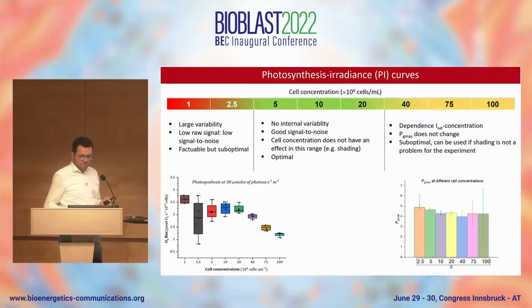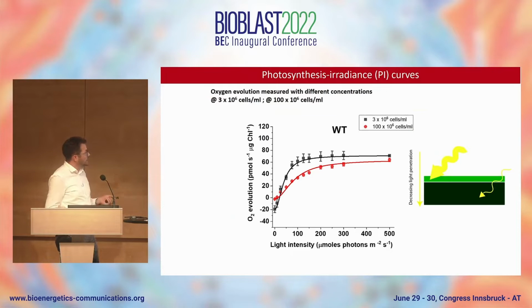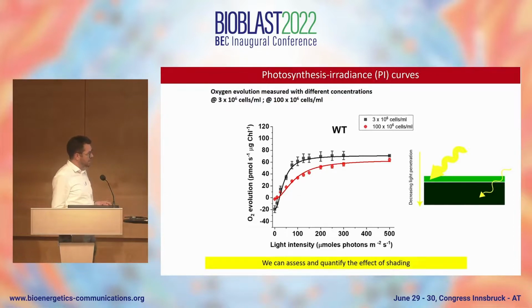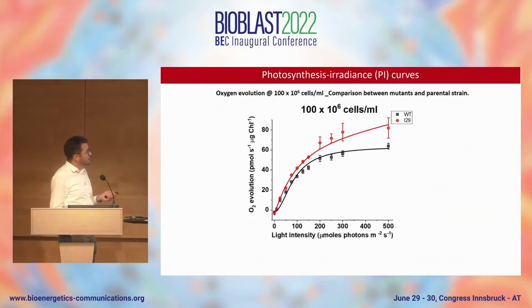And this is because in this condition, the cell concentration was so high that there was shading between the cells. If we compare the two curves directly, we can see here a very good curve with the low cell concentration. With the high cell concentration, you see that the shape is different. It means that we have too many cells, so some of the cells are well lit and the others are a little bit light limited. And this is important for us because this gives us data to assess and quantify the effect of shading. So we can take this data and go back to the model and understand better what is happening in these big photobioreactors.